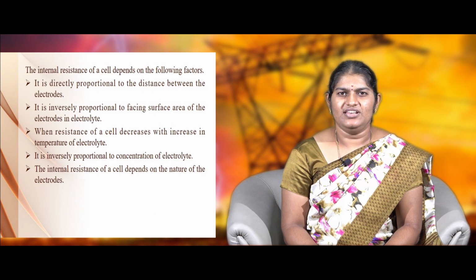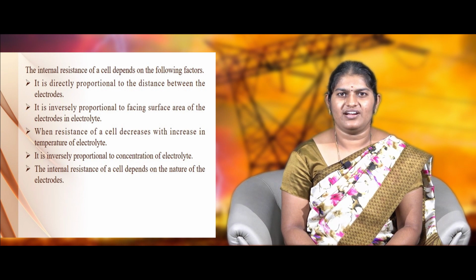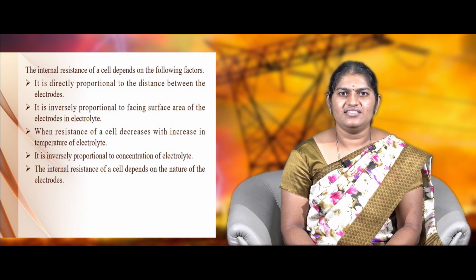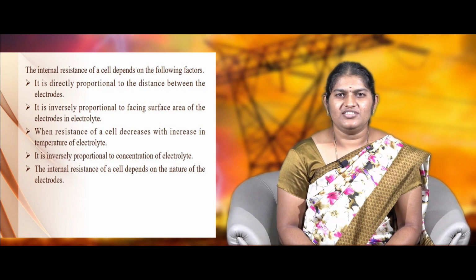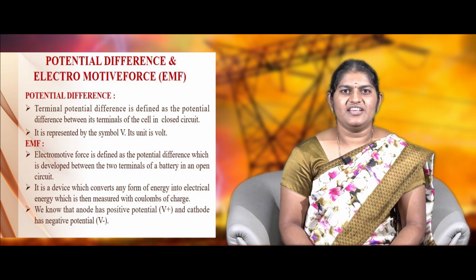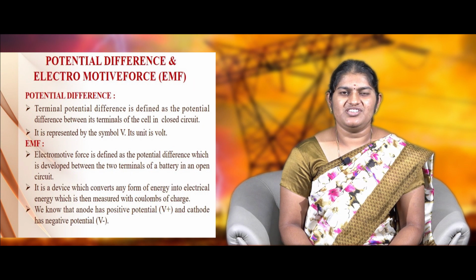The internal resistance of a cell depends on the following factors. It is directly proportional to the distance between the electrodes. It is inversely proportional to the facing surface area of the electrodes in the electrolyte. It is inversely proportional to the concentration of the electrolyte. The resistance of the cell decreases with an increase in the temperature of the electrolyte. The internal resistance of a cell also depends on the nature of the electrode.